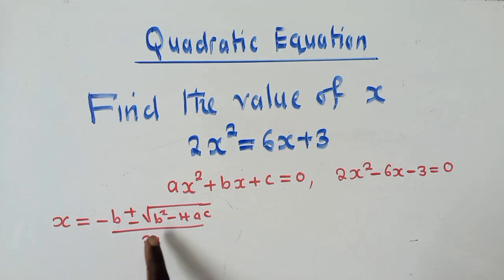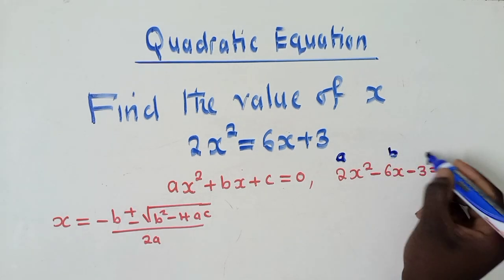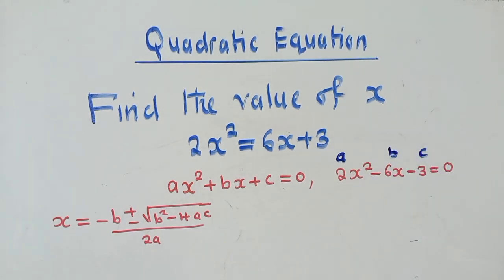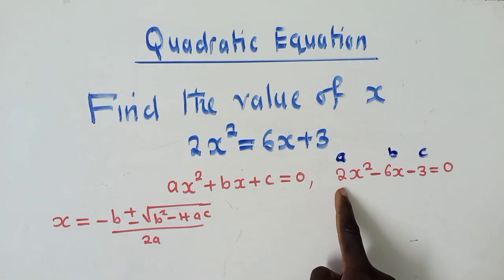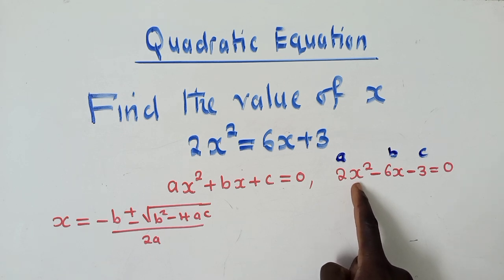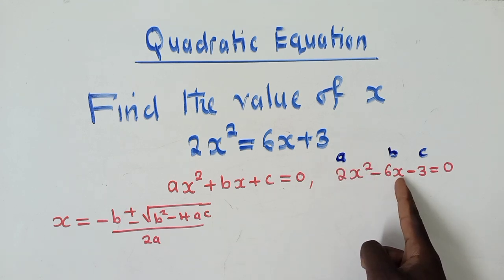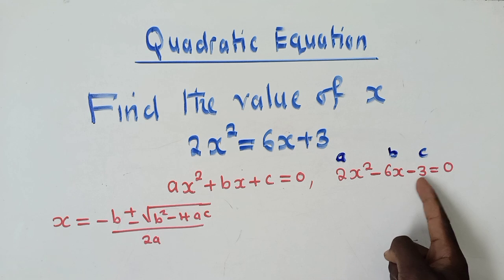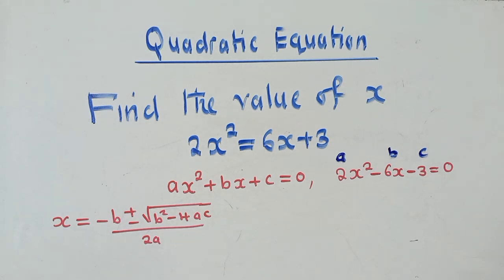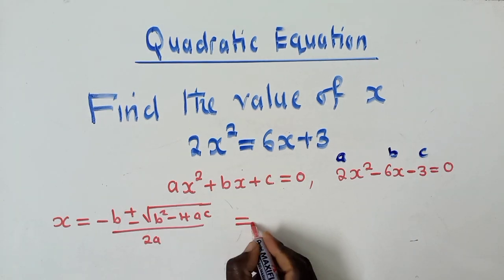After writing this, you go back to your equation. Check, where is our a here? This is our a. In case you didn't know, this is our b and this is our c. Let me explain how you get to know the coefficients, or the numbers that you need to deal with. Where there is a power 2, the number in front is your a. Where there is x, the number in front is your b. Where there is negative 3, that's your c. A number without a letter is your c. So we just plug these into our formula.